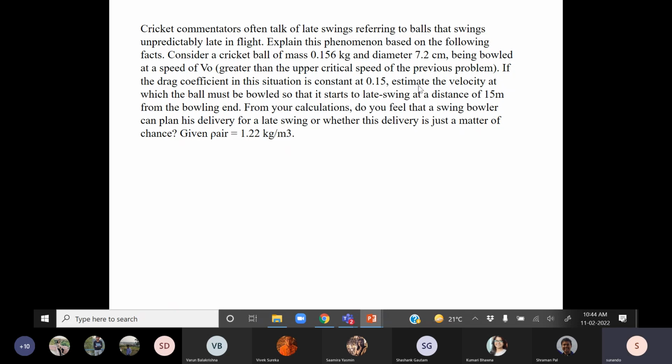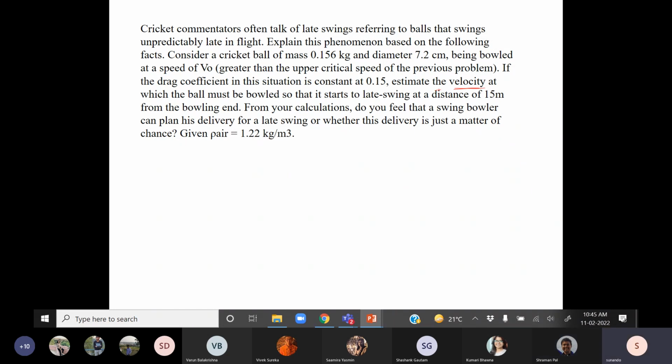Okay, so let's concentrate on this part first. Estimate the velocity at which it must be bowled so that it starts to late swing. Can you tell me first, describe the physics to me, and then you can express it mathematically. What is the physics? The drag force will slow the ball down, and when the ball reaches 105 km per hour, then the swing will start.